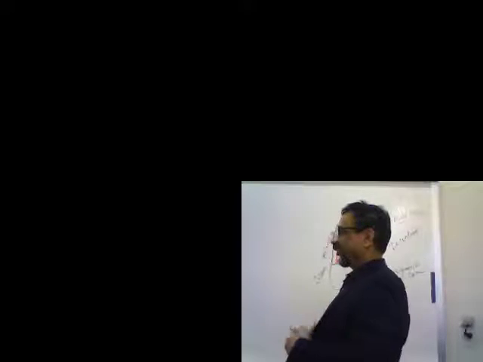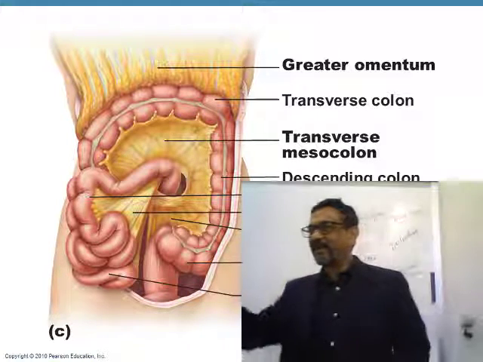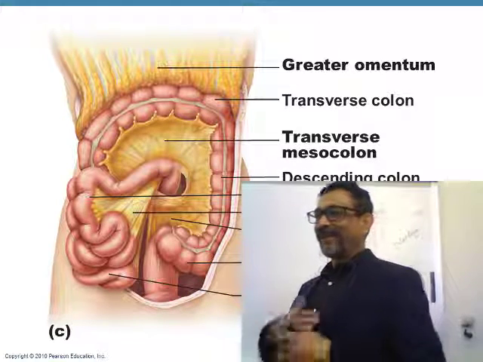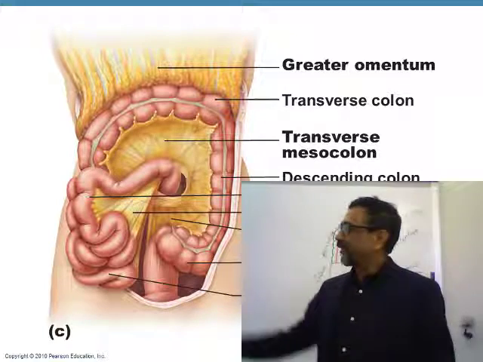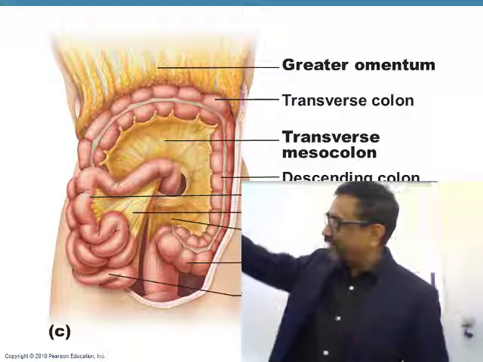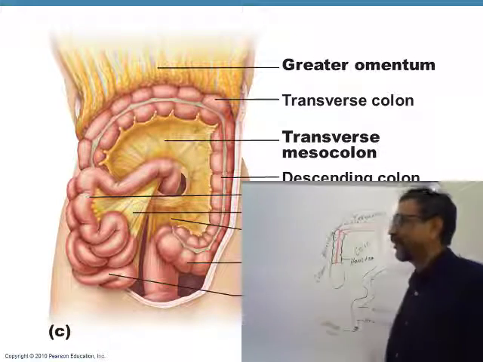So here you see, you already know that greater omentum covers everything, like the sheet that I mentioned in last class, and you said blanket. I like that, right? Blanket that traps down, and here they have just reflected the greater omentum, moved it up, so you can see underneath.